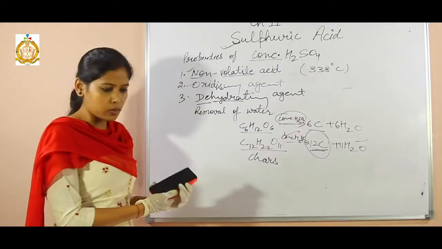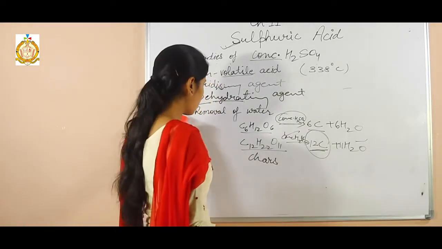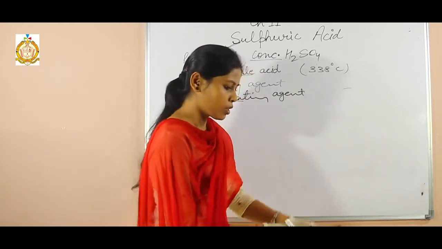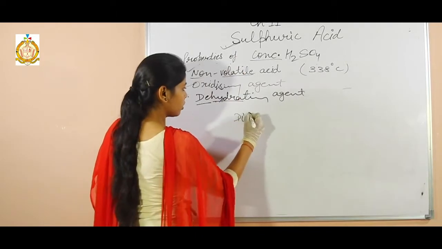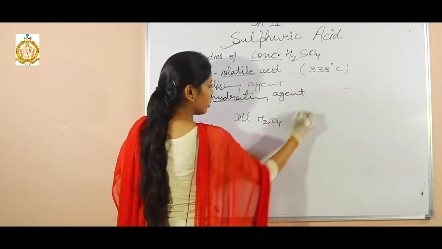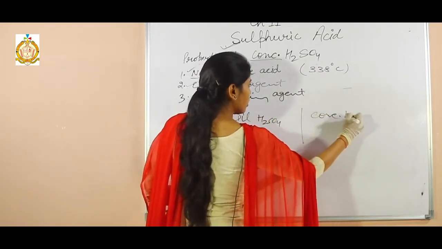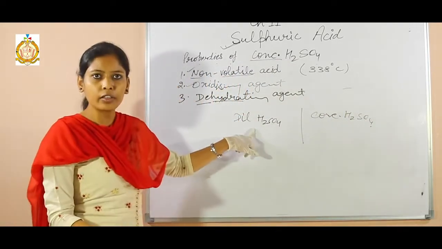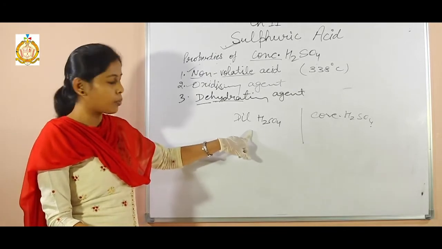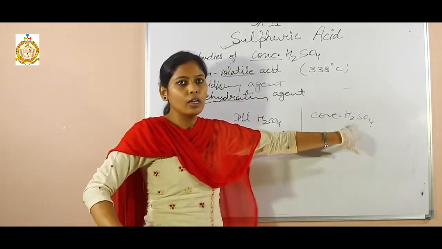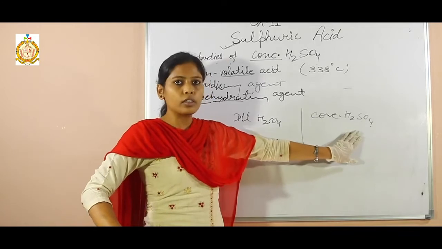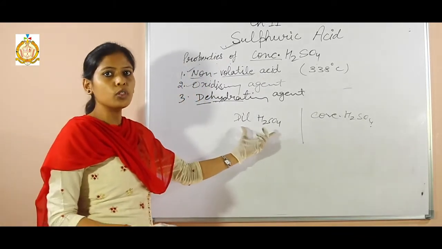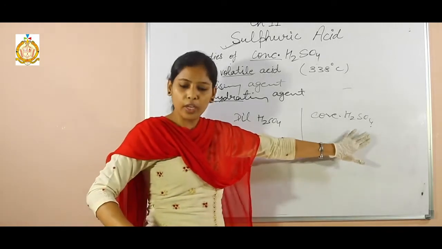Next thing is the difference between dilute and concentrated sulfuric acid. Now what is the difference? One difference we have already done, dilute and concentrated. Dilute H2SO4 and concentrated H2SO4. Dilute conducts electricity because it ionizes in the presence of water; concentrated does not conduct electricity as it does not ionize.